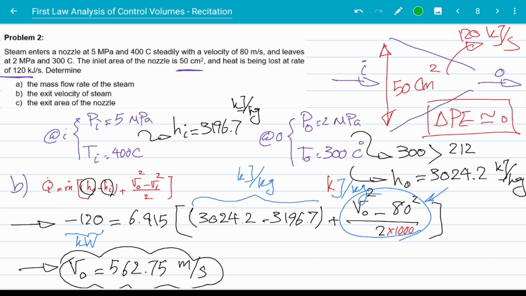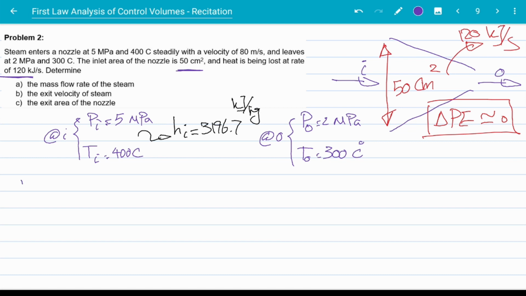Okay, so the most important part of this problem was for you to convert the unit here and make both units consistent. The rest is just plug in numbers. Finally, for part C, we are asked to find the exit area of the nozzle. We already know the velocity at the exit. We also know the mass flow rate throughout the diffuser. We can use those to our advantage.